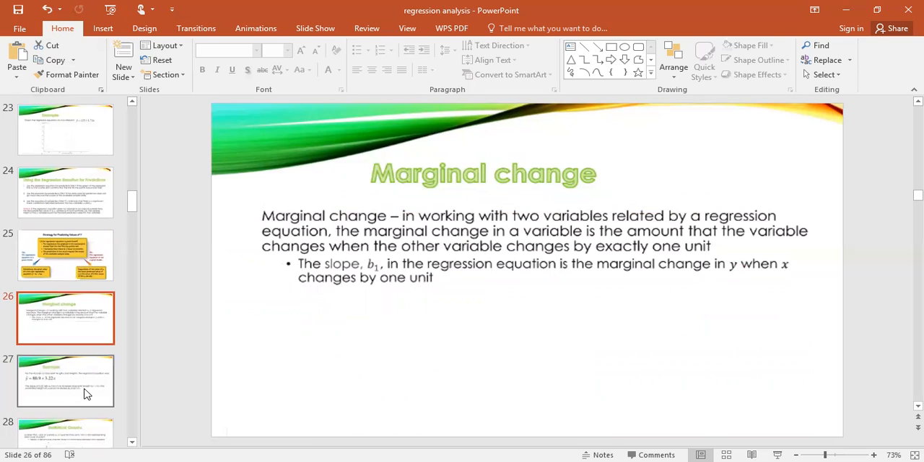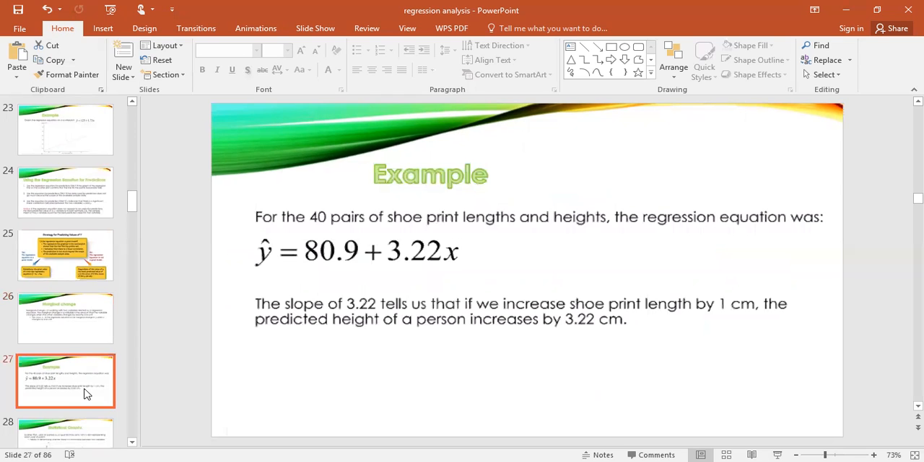Marginal change. Marginal change in working with two variables related by a regression equation. The marginal change in a variable is the amount that the variable changes when the other variable changes by exactly one unit. The slope b1 in the regression equation is the marginal change in y when x changes by 1 unit. For the 40 pairs of foot length and height, the regression equation was y hat is equal to 80.9 plus 3.22x. The slope of 3.22 tells us that if we increase foot length by 1 cm, the predicted height of a person increases by 3.22 cm.